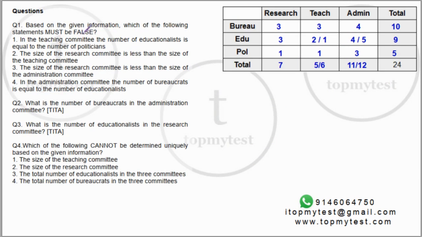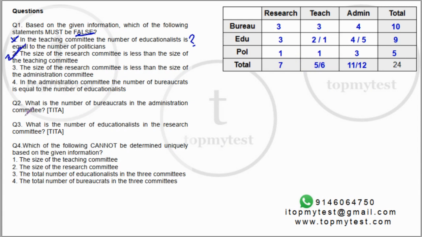Which of the following must be false? It needs to be definitely false. In the teaching committee, the number of educationists is equal to the number of politicians. It is possible that it is true. It may be true, may be false. So it is not definitely false. So this is not the answer. Size of the research committee is less than the size of the teaching committee. Now this is definitely false. Research is always more than teaching. So the second is a false statement.